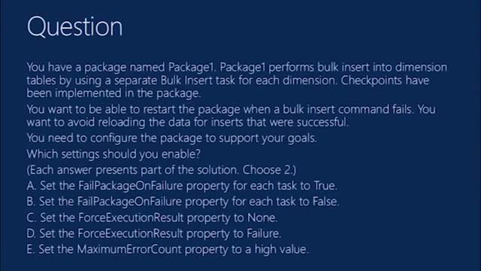So now we've got our fail package on failure set to true or false. You know, it would seem to me that if the checkpoint is going to work, we should just fail the package on failure, so that way it would actually write to it. So I'm going to say true there, and then you'll notice the force execution result to none or to failure. Well, failure means that it's going to forcibly say, hey, this is a failed problem. None seems to imply to me that it's just not going to say anything. It's not going to force an execution result. It's just going to use the natural execution result that it came up with. So if it turned out that it failed, then it just simply returned out that it failed. So that's going to be my final answer. It's going to be A and C.